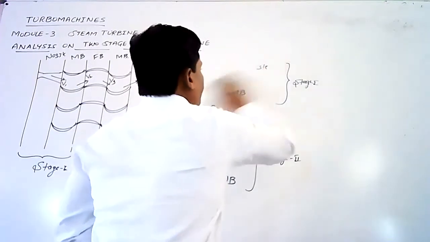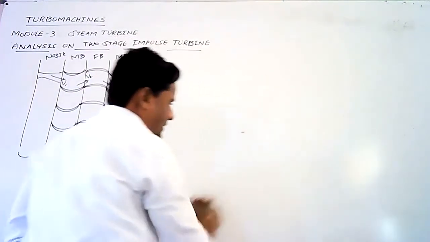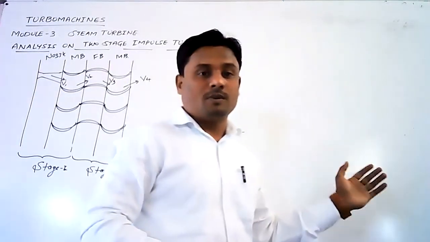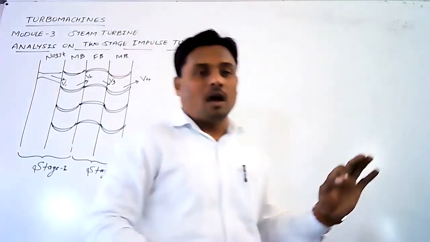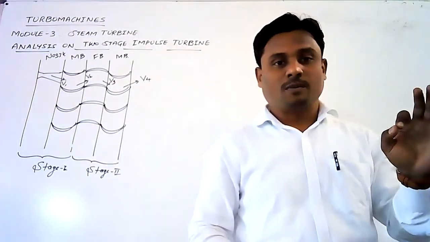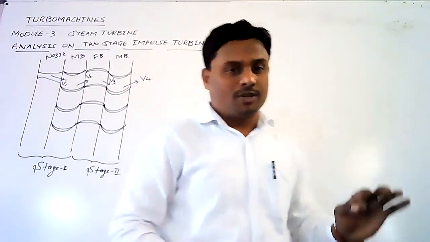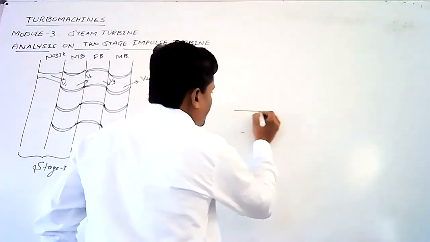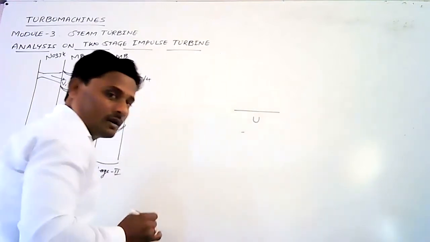Okay, now very first we will see for stage 1. This is a very important concept that will be helpful to solve the numericals on two-stage impulse turbine, and the numericals on two-stage impulse turbine are very much important from your examination point of view. Okay, so this is the common base, that is u. U is the tangential velocity of the runner.